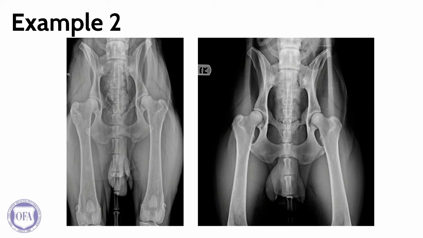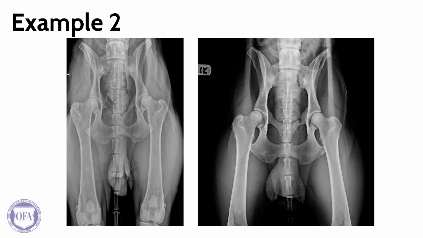This is an example of a dog that received an abnormal grade, or a grade of mild hip dysplasia, on first submission, but passed with retake radiographs. On the original image on the left, there is a notable difference in the size and shape of the obturator foramen and an asymmetry of the ilial wings.